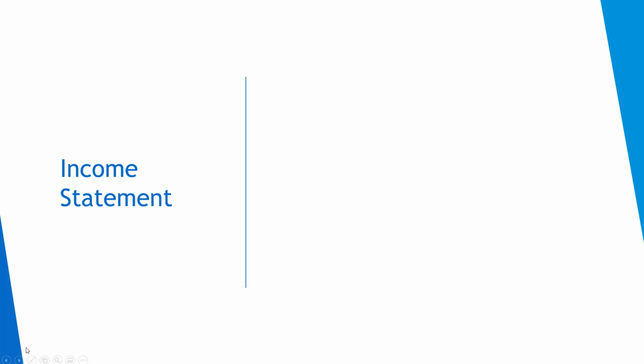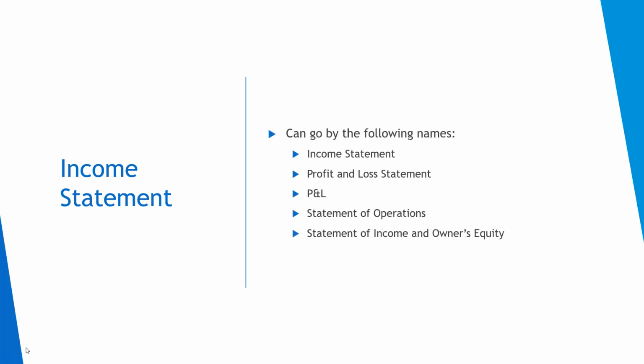So the income statement. As we discussed in our earlier module, the income statement can go by the following names: the income statement, profit and loss, P&L, statement of operations, and statement of income and owner's equity. Remember when we went through the templates in the previous module, I showed you the income statement, we scrolled down and we saw the equity part on there. It's common to have those two items combined into one statement, so it's not uncommon to see that. Just keep it in mind if you come across that situation.